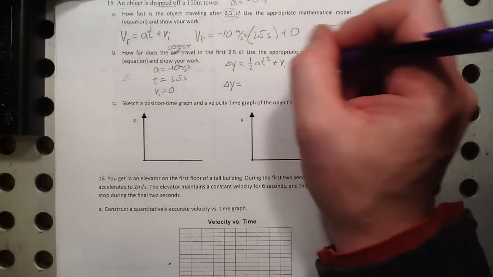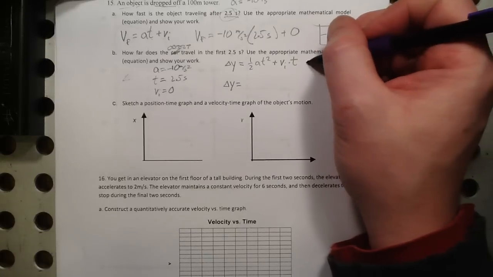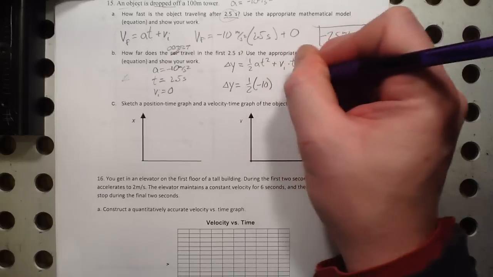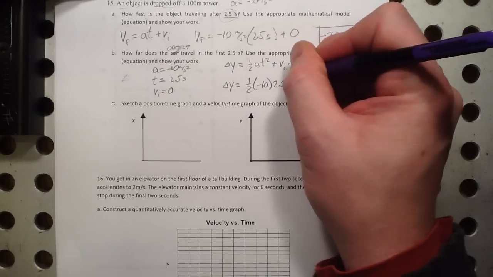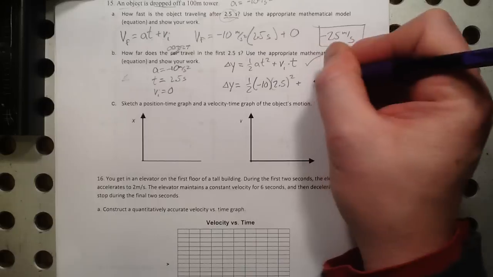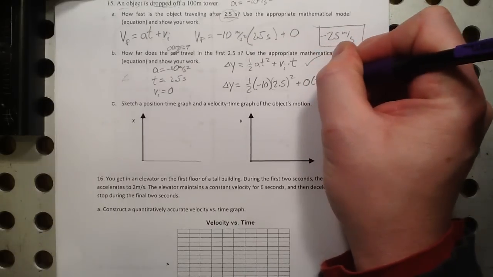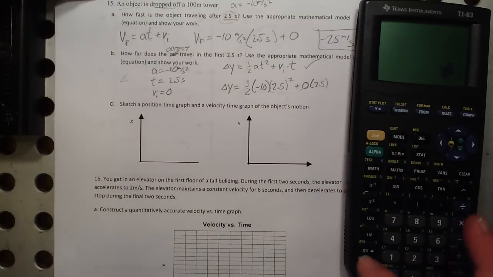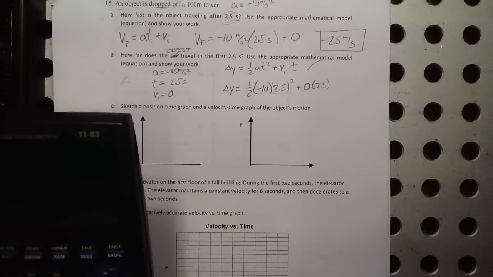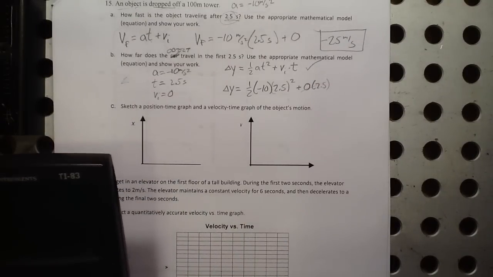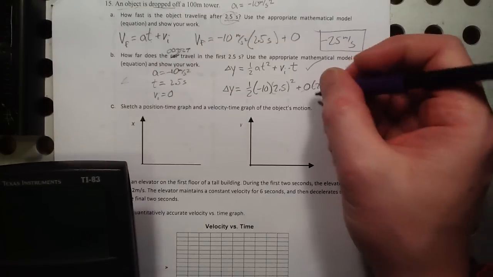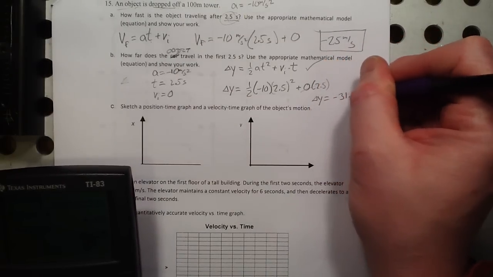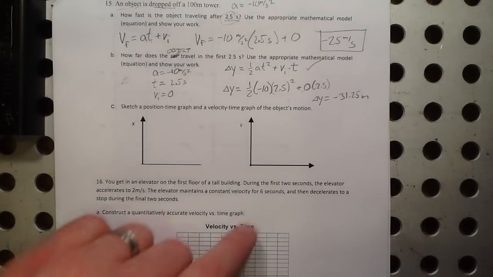Please, on the exam, you want to write down the equation that you're going to use because I'm going to give you points for having the right equation, even if you mess up after that. And then my initial velocity is 0, so that's going to go away. So let's see. Entering that into my calculator, I get delta y is negative 31.25 meters. That's the displacement.